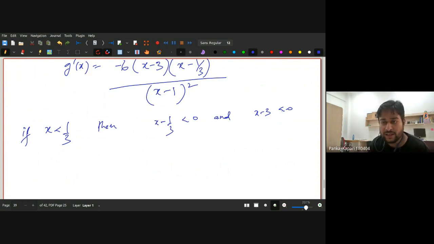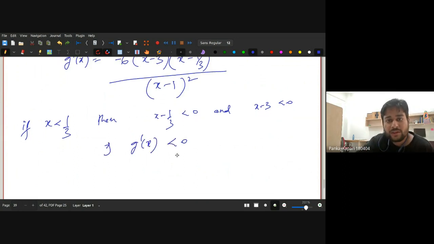Okay, so x minus 3 is less than 0 if and only if x is less than 3, but we are given that x is less than 1/3, which is less than 3. That means x minus 3 is also negative. That means we have three negative signs, right? This one is negative, this is negative, this is negative. The three negative signs will make a negative sign. Therefore, it implies that g prime x is also negative.